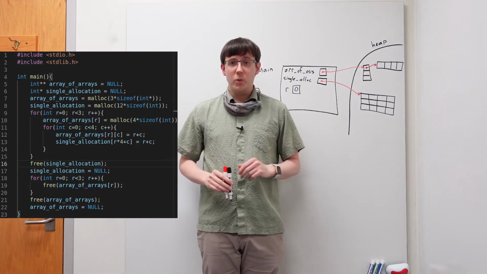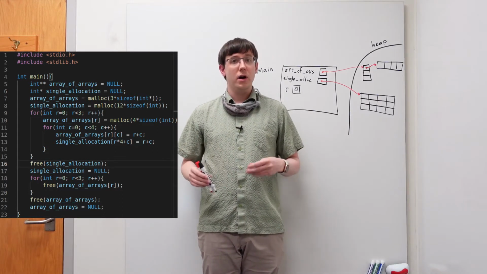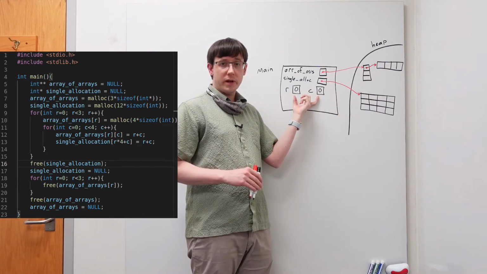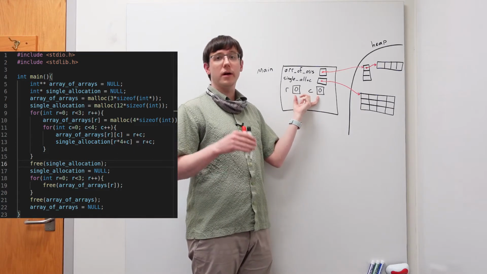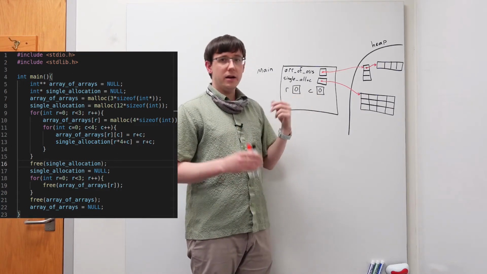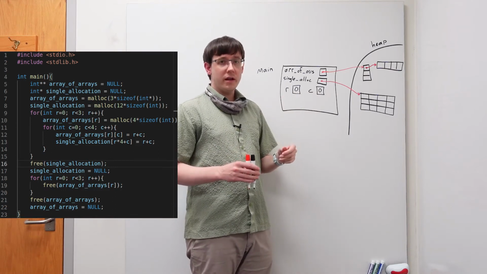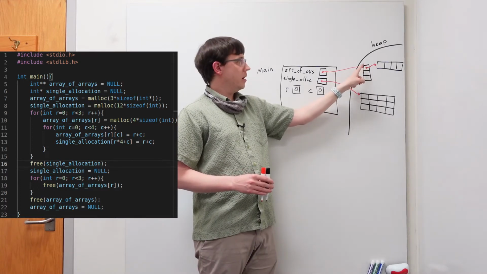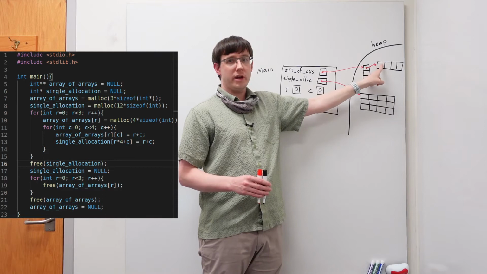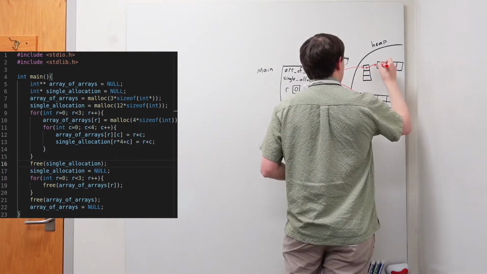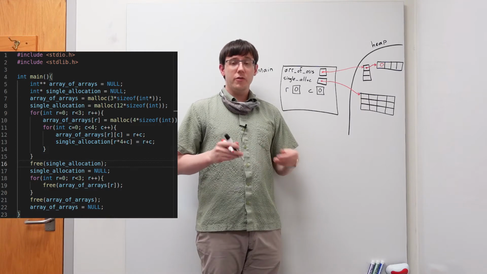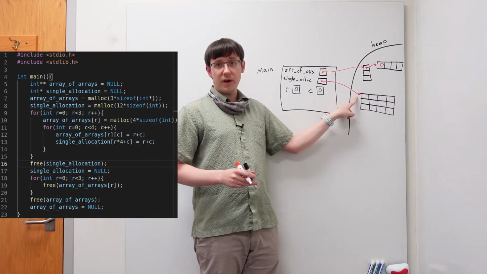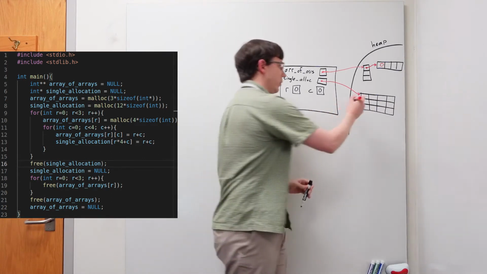Then the inner loop will fill in the first row of each array. On this first iteration, we will calculate r plus c equals 0 on lines 12 and 13. And line 12 is getting the 0th entry in the array of arrays, and then putting the value in the 0th entry of that array. While line 13 is computing 4 times 0 plus 0, so we are accessing index 0 of our single allocation, and we put the value here.